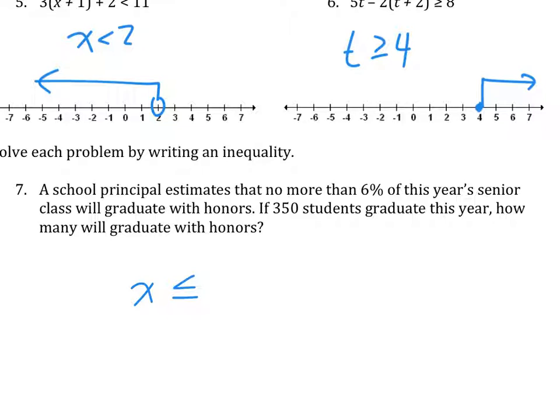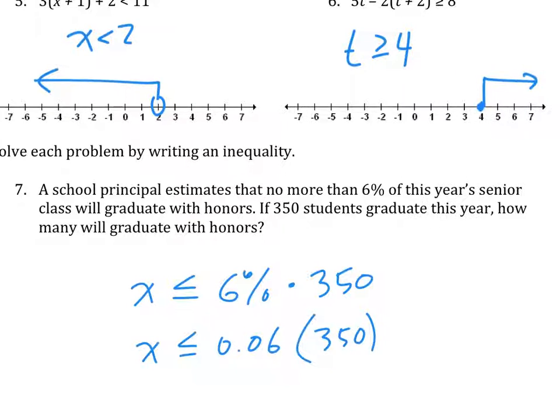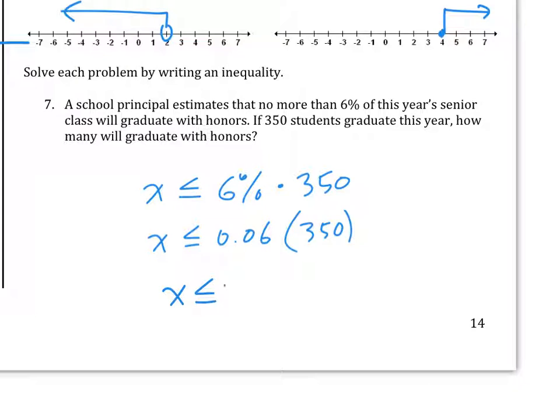So 6% of, so yesterday we said of means, of means what? Multiply. Okay, 6% of this year's seniors is 350, so then you just solve that. But we cannot multiply a percentage, so what should we do? Yeah, change that to a decimal. So what is 6% in decimals? 0.06. Yeah, correct. So you just do that, and then the answer is x is less than or equal to 21.